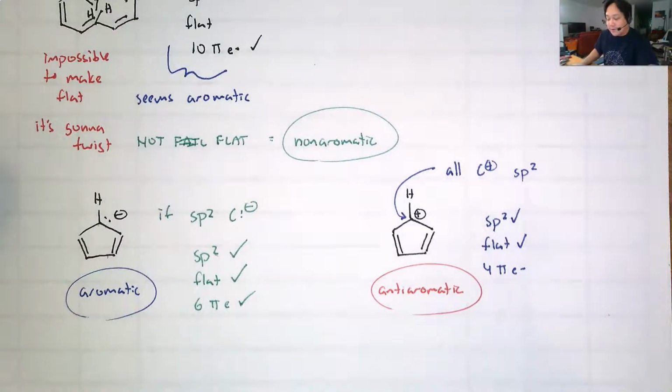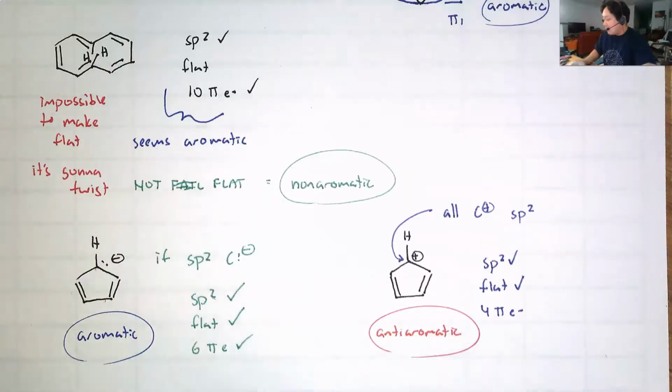That was a lot for this video, but look at your notes as it stands. I'm checking my pages 1, 2, 3, 4, 5, 6, 7, 8. We've categorized 8 molecules as either aromatic, anti-aromatic, or non-aromatic.